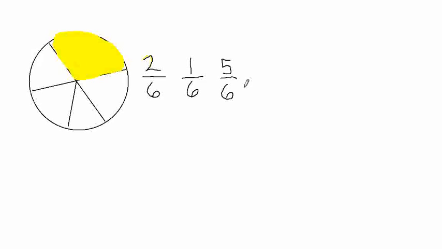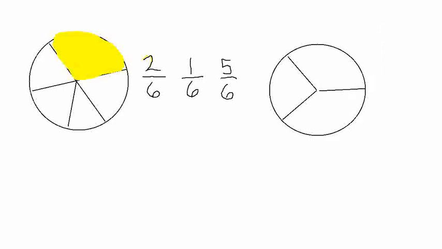Now, let me show you another example. Suppose that we requested instead that, let's say we had a second pizza, and for some reason we wanted them to chop it into 3 pieces instead of 6. So let me try to draw that. That would look something like this.